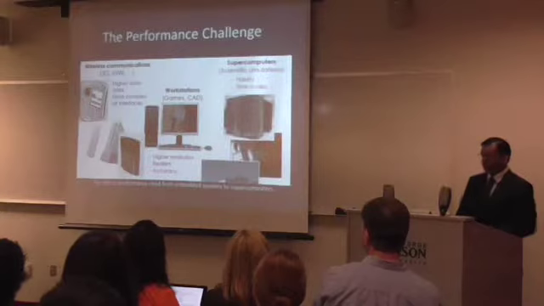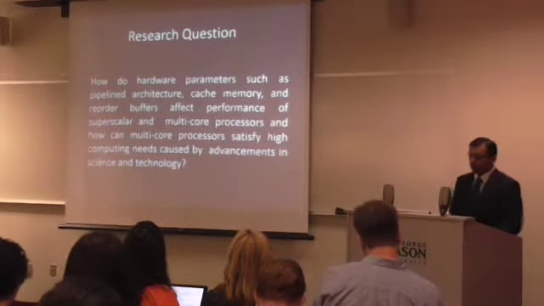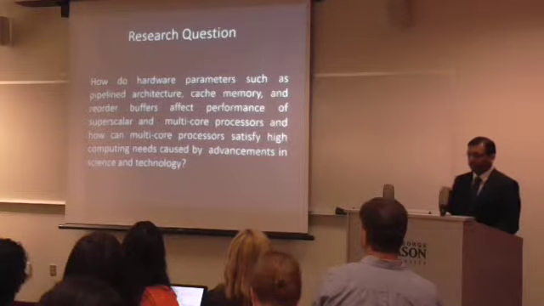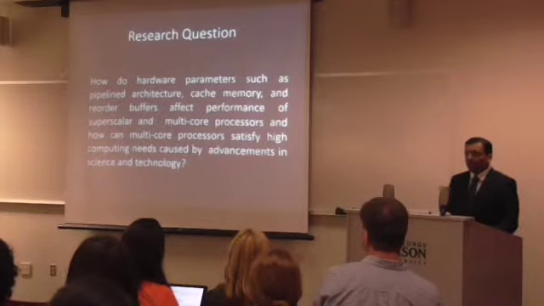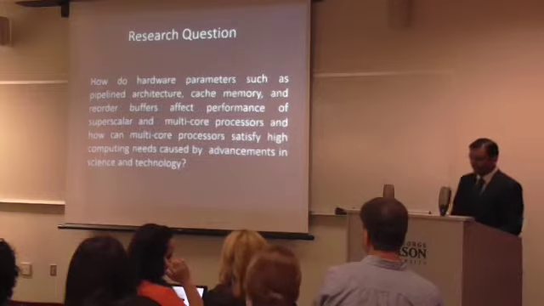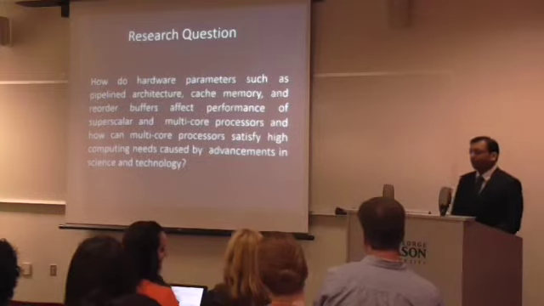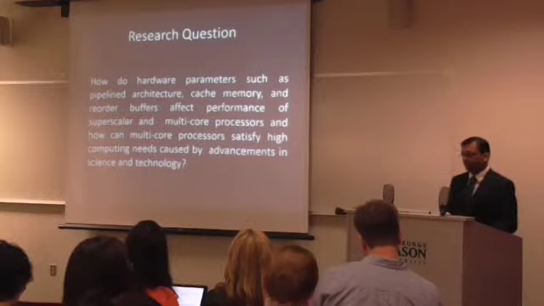So this brings me to my research question. How do hardware parameters such as pipeline architecture, cache memory, and reorder buffers affect the performance of superscalar and multi-core processors? How can multi-core processors satisfy the high computing needs caused by advancement in science and technology? To answer this question, I compared 3 different architectures.